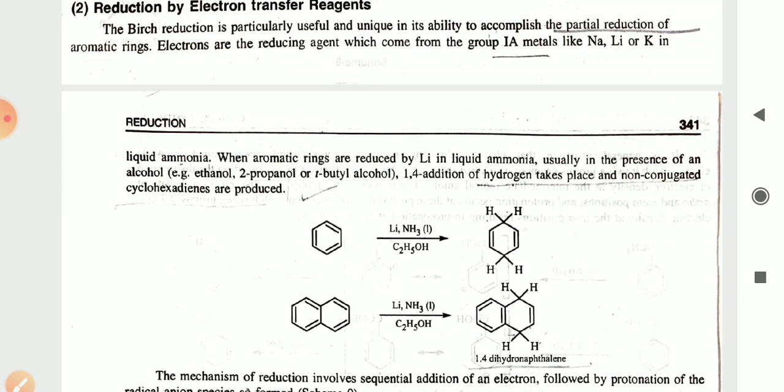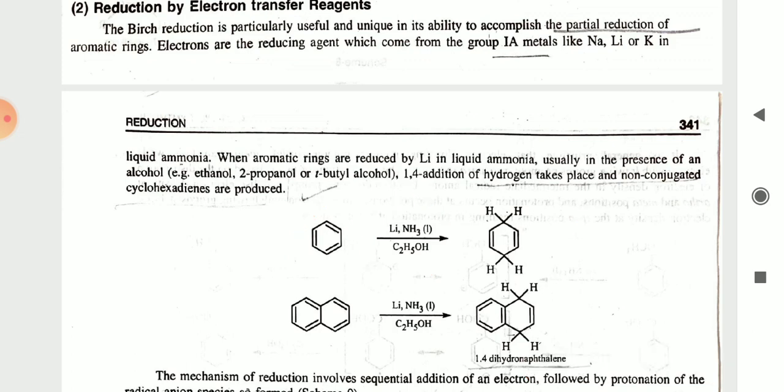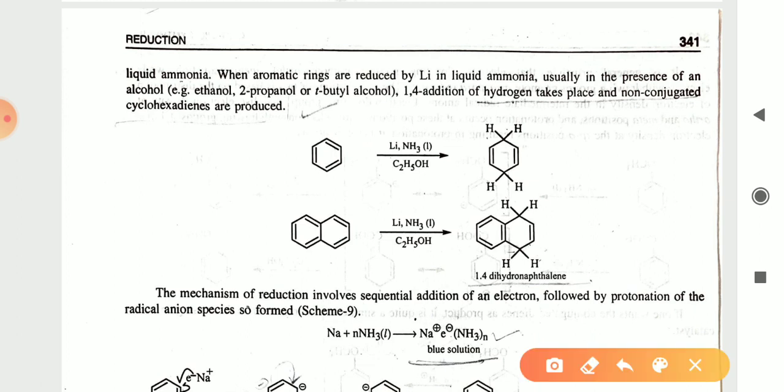In the above reaction, you can see that complete reduction of the double bonds occurs on the addition of the catalyst, but in Birch reduction, in the presence of lithium, ammonia and C2H5OH, the product will be non-conjugated cyclohexadiene, with two double bonds. In this reaction too, in the presence of lithium, ammonia and C2H5OH, the double bond present on this ring will be reduced, and the addition of hydrogen occurs at this place and this place.